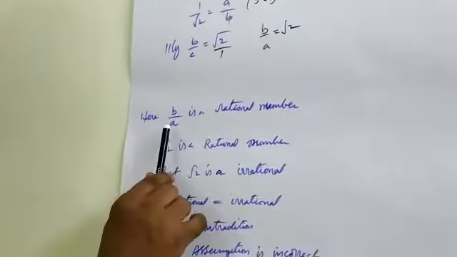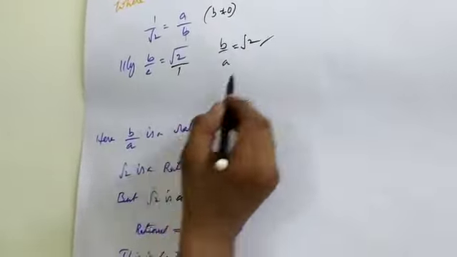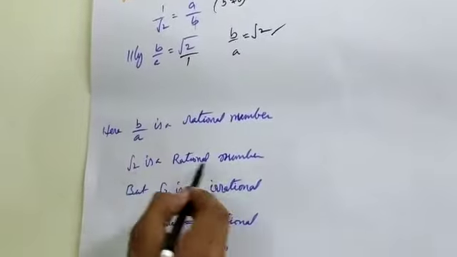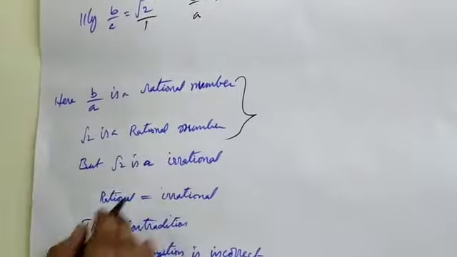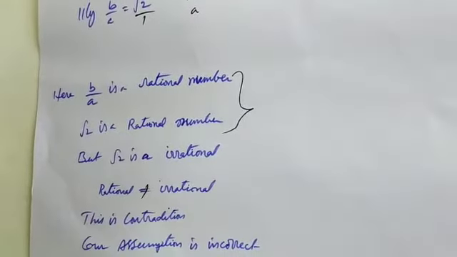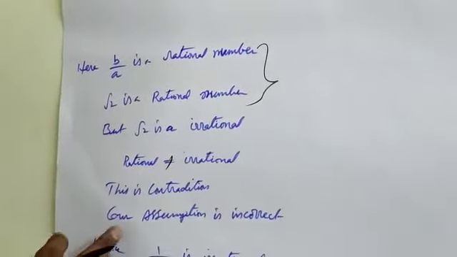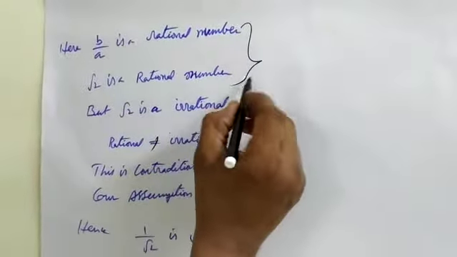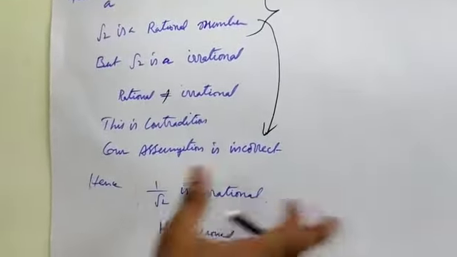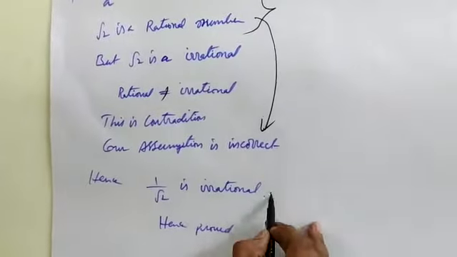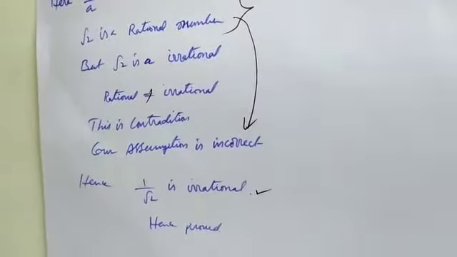Here b by a is a rational number. Therefore rational number is equal to rational number, which means root 2 is a rational number. But root 2 is irrational, and a rational number is not equal to an irrational number. This is a contradiction. Our assumption is incorrect. Hence, 1 by root 2 is an irrational number.